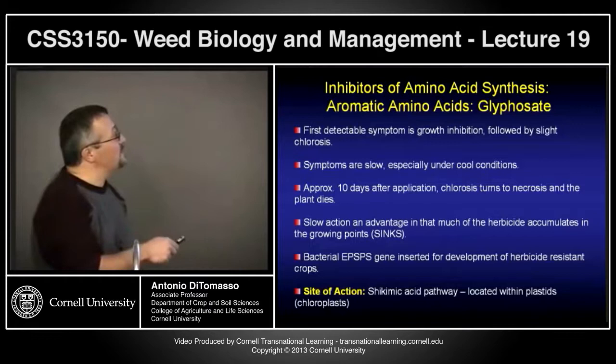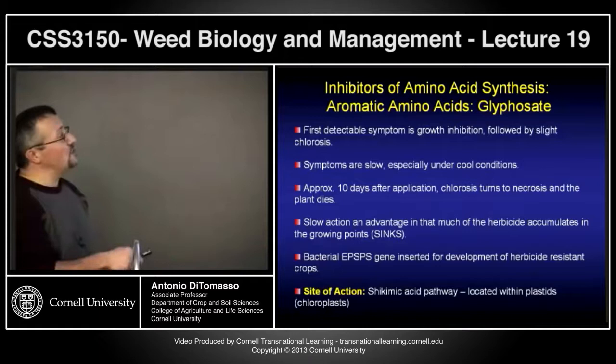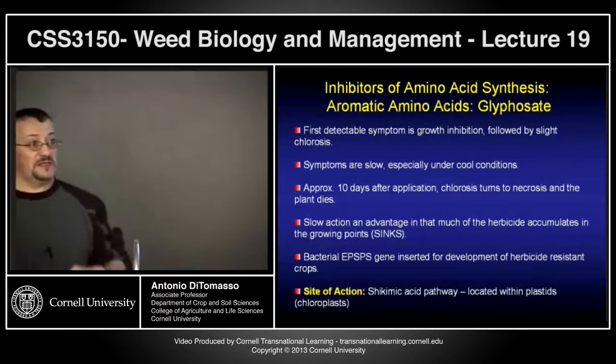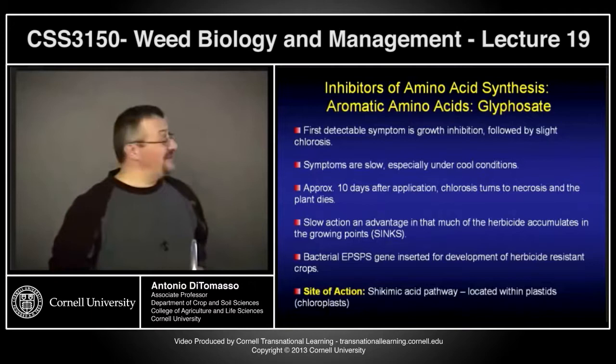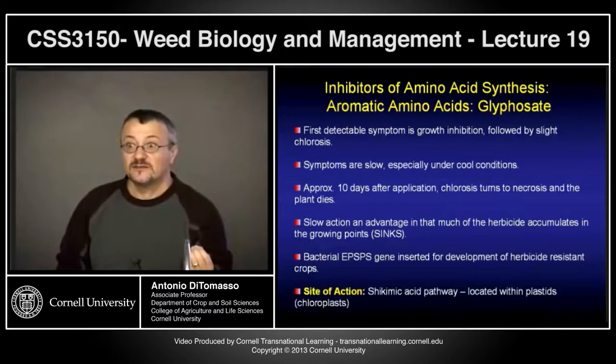But again, symptoms are slow, especially under cool conditions. Okay, approximately 10 days after application, chlorosis, remember, turning yellow, and then necrosis, the plant dies. But I've seen 2 weeks, 2.5 weeks sometimes. Slow action, again, is an advantage. Okay, so that the herbicide accumulates in the growing points where it's going to do its damage. That's where you want it.